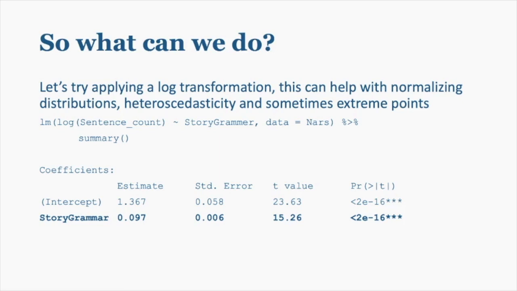When we get to the nonlinear models, we'll talk more fully about what that estimate means. But I'll give you a hint right now. When you do a log transformation of the outcome, the way that you interpret the predictor would be for a 1 unit increase in story grammar, there's a 9.7% increase in sentence count. So it's now in percentage units. It's an approximation. We're going to talk about that a lot more.